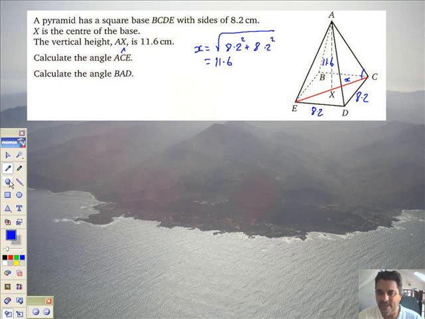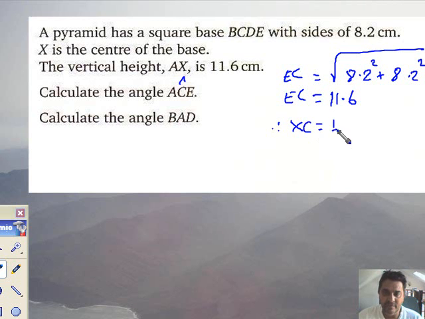So I shouldn't really call that X, should I? I'll just get rid of that completely. I'll call it EC instead, which is better. So EC is right across there. Therefore, XC, which is what I want, is going to be half of that. Divide that by 2, and that's 5.798, so 5.8 centimeters.